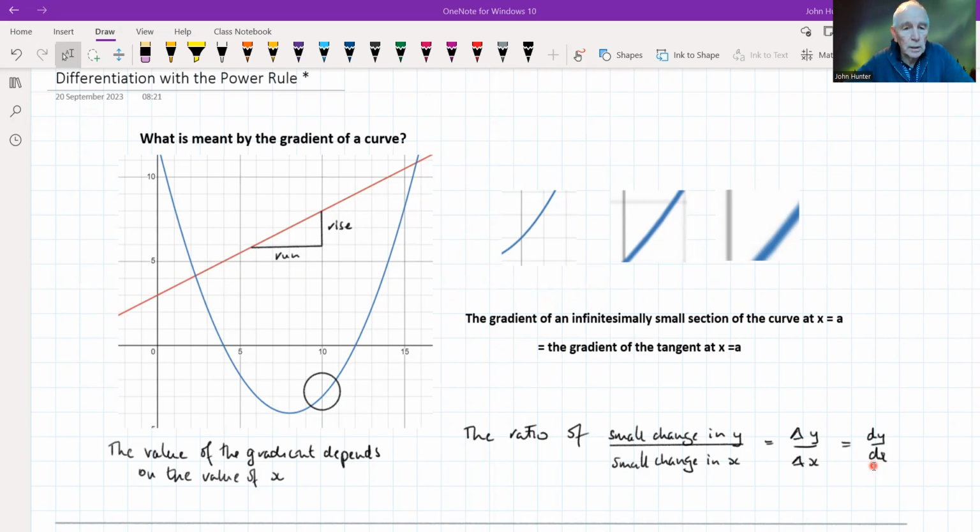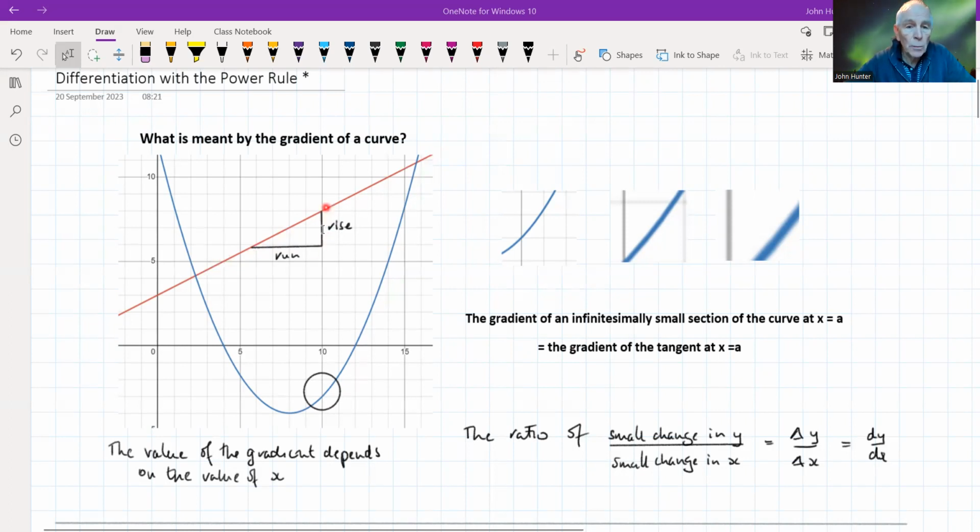What are we talking about? Well, let's ask this question. What do we mean by the gradient of a curve? We've got a straight line here. This red line is a straight line, and we know what we mean by the gradient of that. We could describe this like y equals mx plus c, and m would be the gradient. We've done straight line graphs, I'm sure.